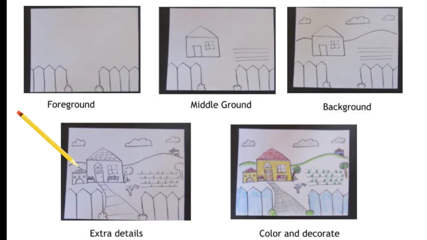Now, add any extra details you want. We added details to the house, some plants in the garden, and a bird feeder. Color and decorate as you wish.